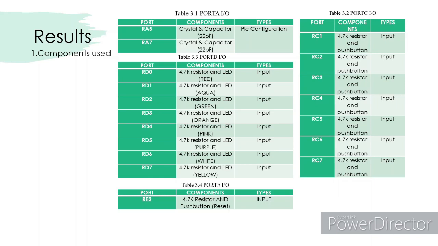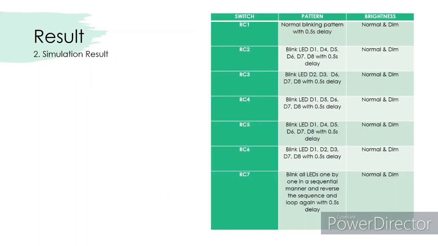And table 3.3, which is at port D: all of port D are outputs with components 4.7k resistor and red LED. And finally, table 3.4, port E input output: we use port RE3 with a 4.7k resistor and a push button to act as a reset button. At port E, the input is considered an input.